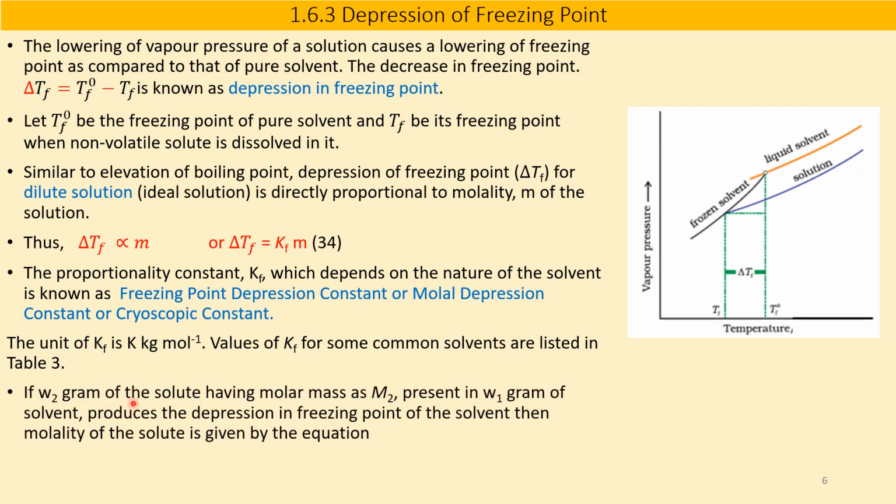If W2 grams of solute having molar mass M2 present in W1 grams of solvent produces the depression in freezing point of the solvent, then the molality of the solute is given by the equation m = (W2/M2) divided by (W1/1000), that is 1000 W2 divided by M2 × W1. Let it be equation 31.